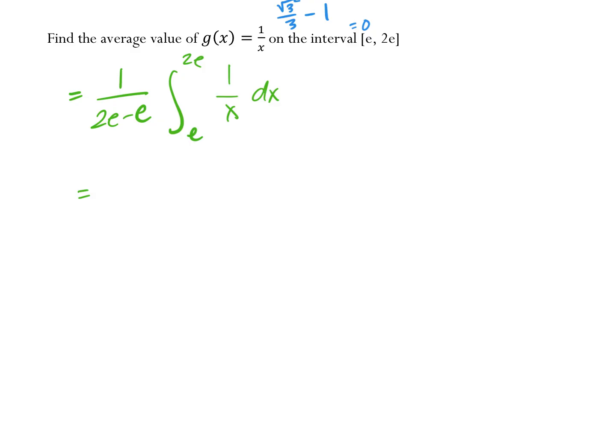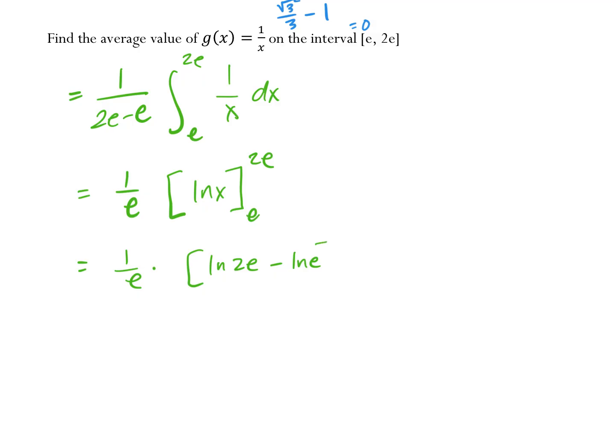We doing all right? So 2e minus e is e, so 1 over e. What is my integral of 1 over x? ln of x, evaluated from e to 2e. Okay? So I have 1 over e times ln of 2e minus ln of e. Thoughts?